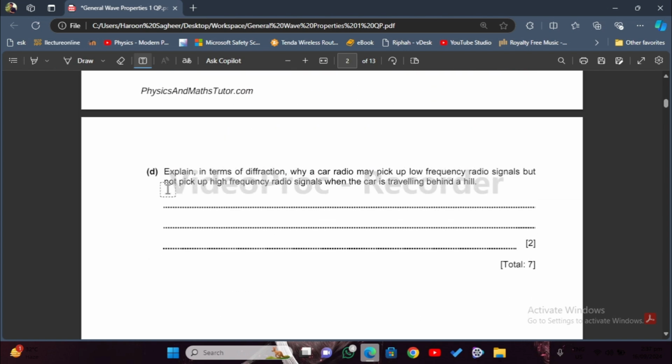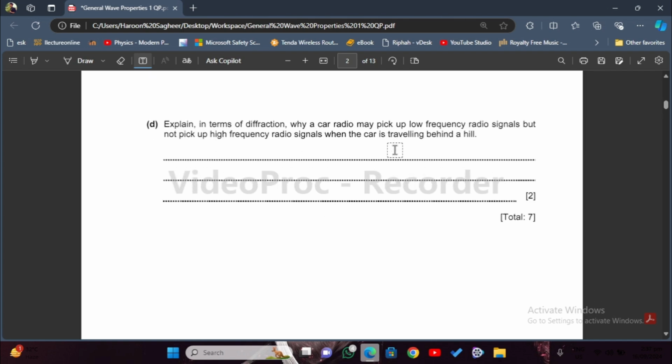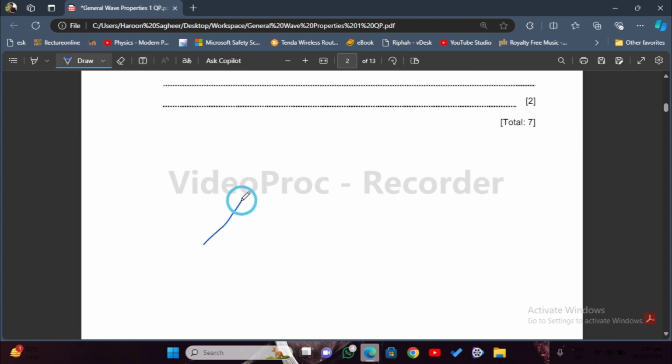Now let's go to question number D. After that our question will be completed. Explain in terms of diffraction why a car radio may pick up low frequency radio signals but not pick up high frequency radio signals when the car is behind the hill. So here's something that is happening. If we consider that this is a hill and here we have a car. Do you know cars have those antennas like this on the back side, which is in the air and it catches all the waves.